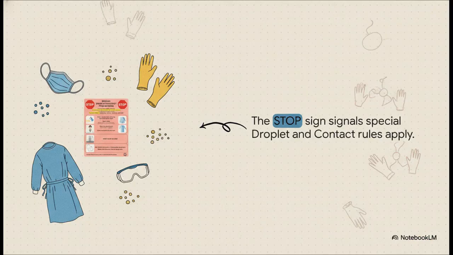That big red stop sign on a door, that's signaling the next level of warning. It means special droplet precautions apply. But look closely. You'll notice it often requires not just a mask and eye protection for the droplets, but also a gown and gloves. Why? Because some illnesses can be transmitted by both droplet and contact. So you've got to be ready for both.